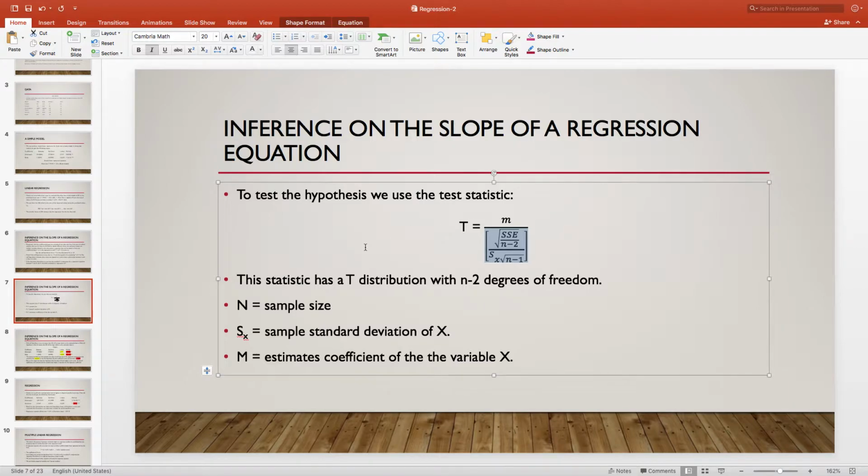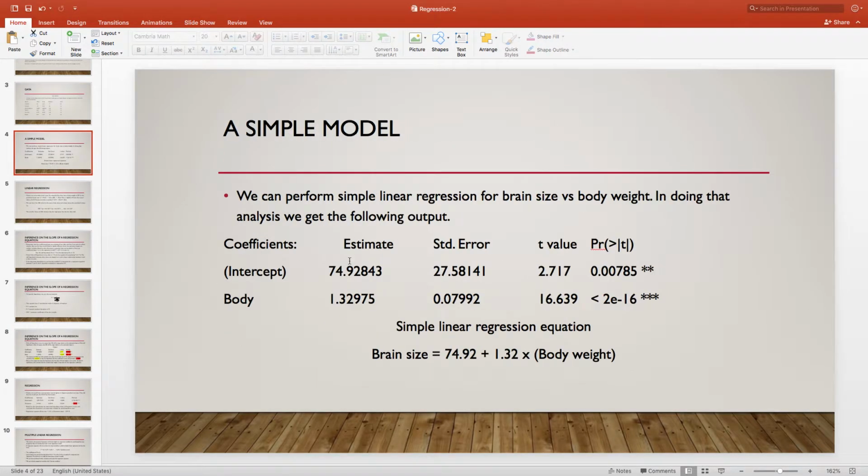To clarify a few things, n is the sample size, s sub x is the sample standard deviation of x, and m is your estimate of your coefficient of the variable x. This m comes from your estimate. So here, our estimate would be this, 1.32.